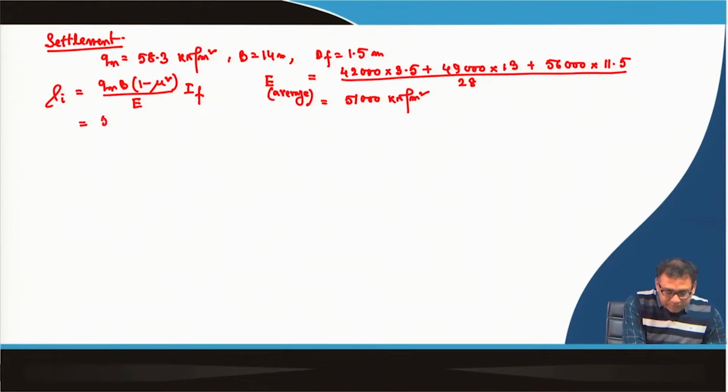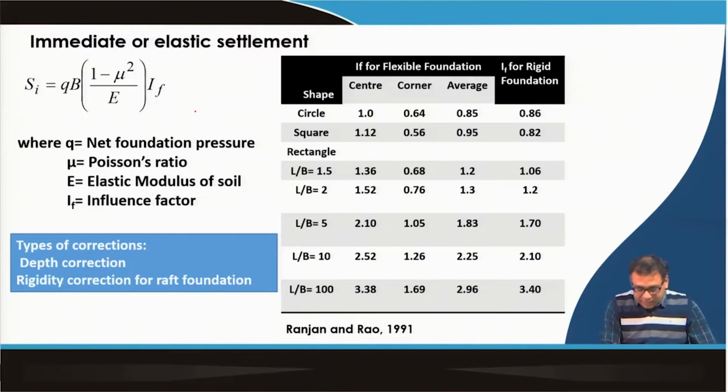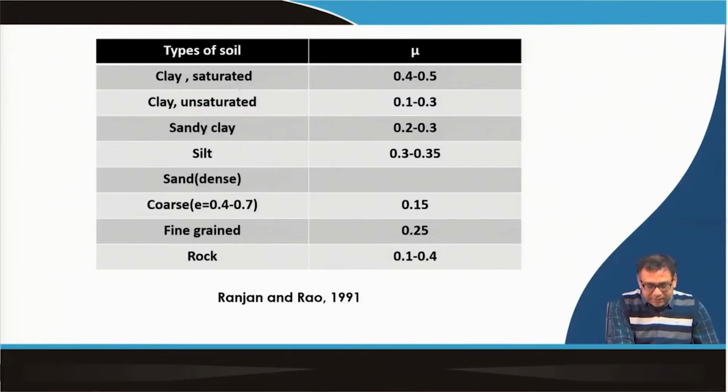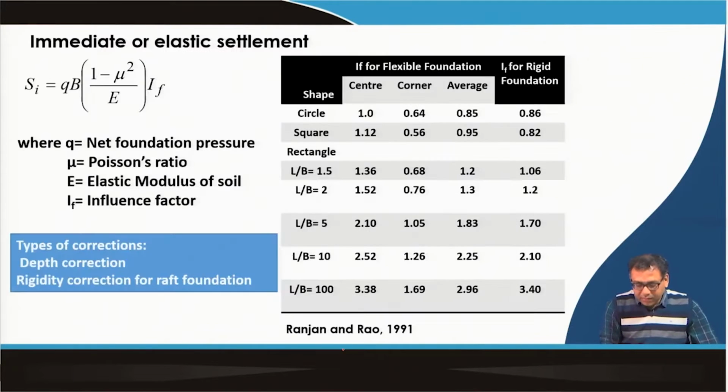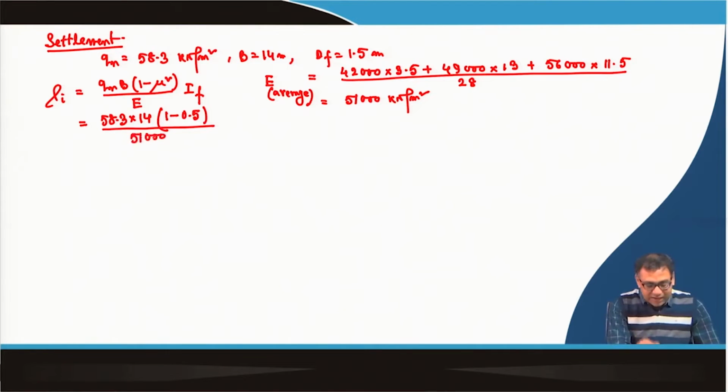So, I can get Q n is 58.3, B is 14, and mu value is taken as 0.5, because we have the table from where you will get the mu value. Mu value for saturated clay is 0.4 to 0.5. So, I have taken 0.5. Okay. You can take 0.45 also, but if the exact value is not given, then you can take the value from this range. And the weighted average E is 51,000. Now, the IF influence factor.